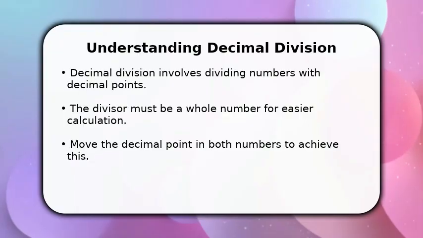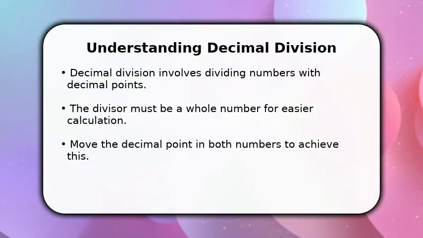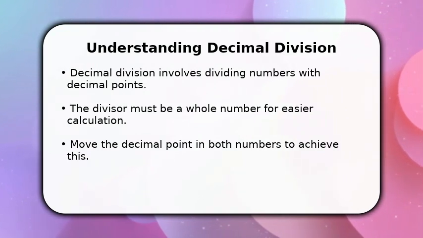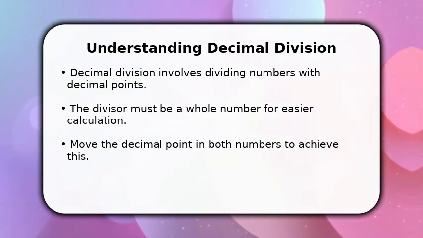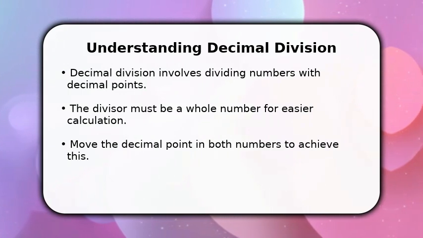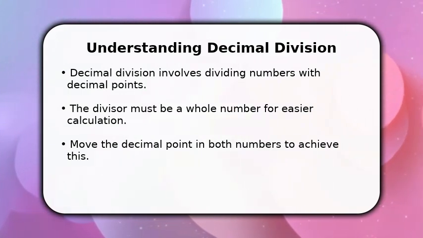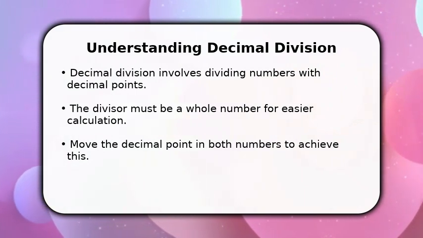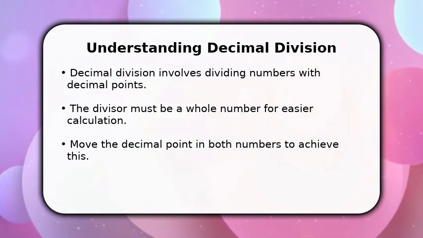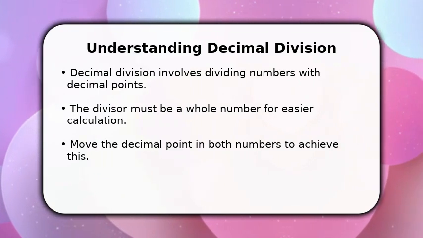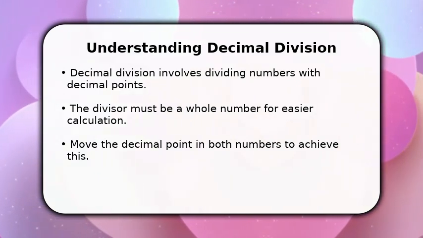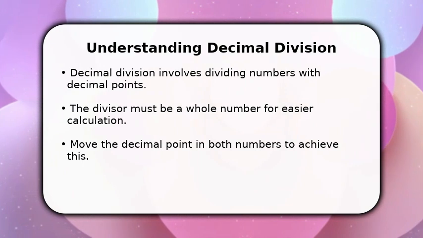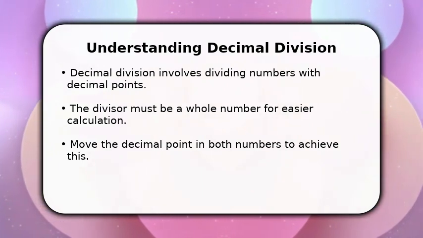Enjoy the video. In this video, I will explain how to do decimal division. First, understand that decimal division is simply dividing numbers that contain decimal points. The key is to make the divisor, the number you are dividing by, a whole number. You achieve this by shifting the decimal point in both the divisor and the dividend. This initial step simplifies the entire division process significantly.